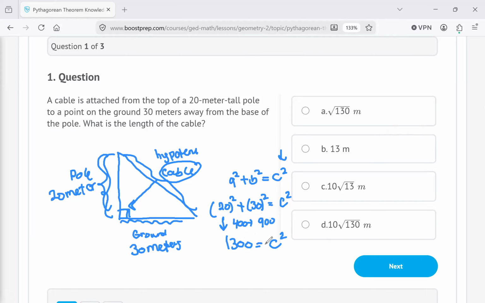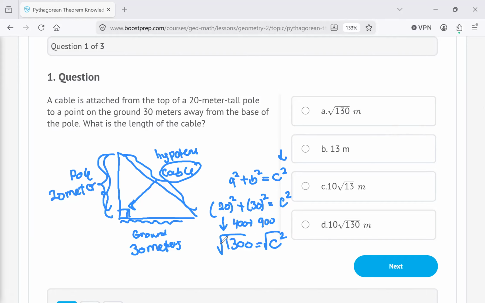And then what you're going to do is solve for c by taking the square root of both sides. So c equals the square root of 1300. That is technically our answer, but you don't see it in our choices. Why? Well, they simplified it. On the exam you can use a calculator, but let me tell you how to simplify a square root.